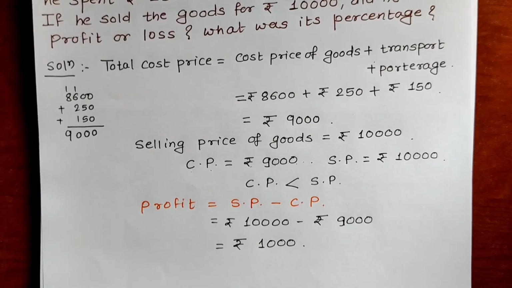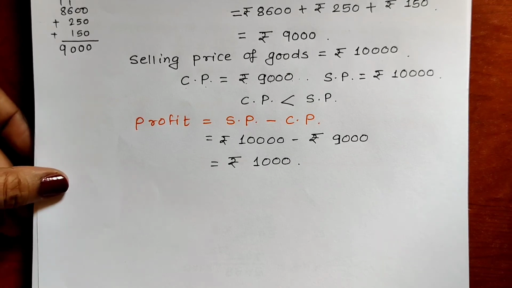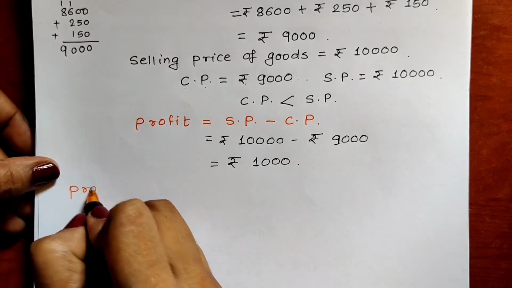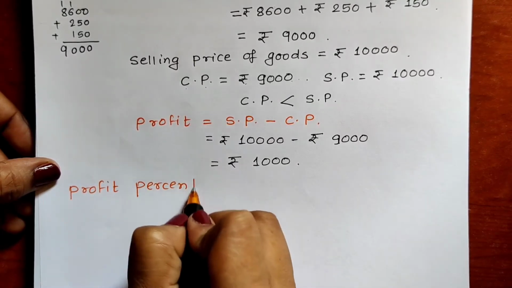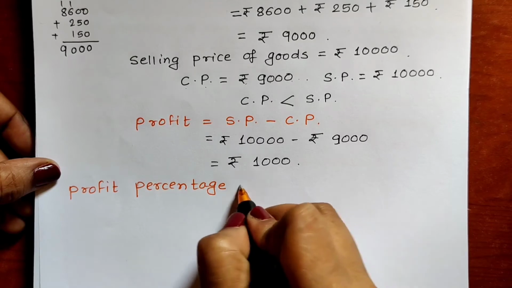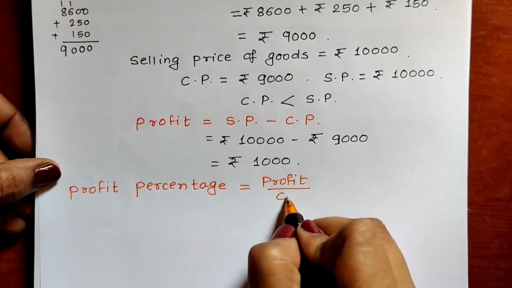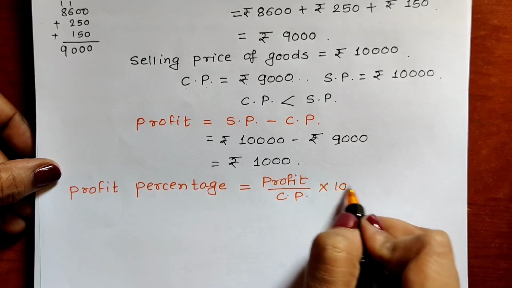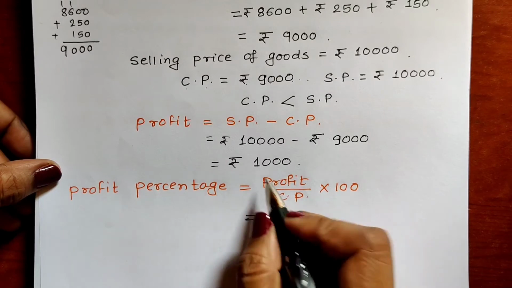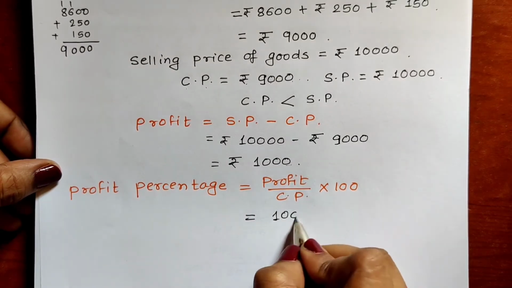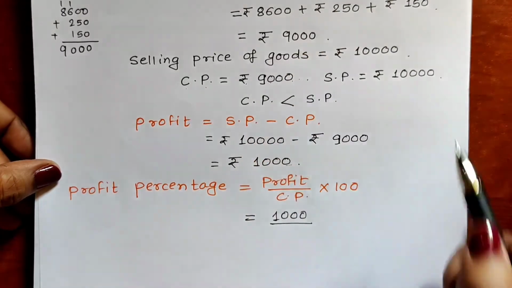Okay, now let us see how to write percent profit. So profit percentage formula we all know. Profit percentage. What is the formula? It will be equal to profit upon CP multiplied by 100. Now put the values. Profit how much? 1,000. CP how much? 9,000.